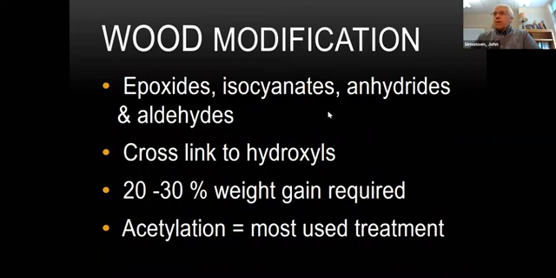So this is the favorite of chemists, modifying the wood with different chemicals, right? Maybe hundreds of different chemicals have been applied to wood in an attempt to modify it chemically to improve the properties, either fire resistance, decay resistance, or dimensional stability. And probably the most common is acetylation, and this uses an anhydride, acetic anhydride.